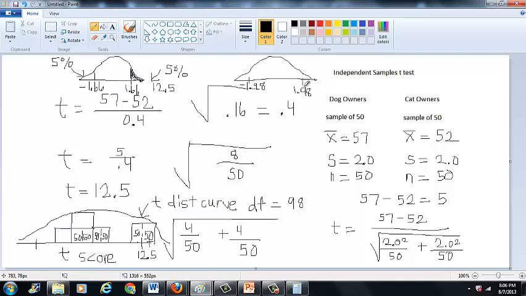And we've definitely reached these critical values too, because we've definitely reached the upper critical value, because we're up here at 12.5. So we definitely could reject the null hypothesis.